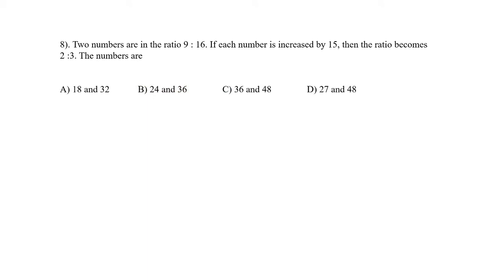Eighth question. Two numbers are in the ratio 9:16. If each number is increased by 15, then the ratio becomes 2:3. Suppose the numbers are 9x and 16x. Increased by 15 means plus 15 here and plus 15 here, and the resulting ratio is 2:3. Then finally find out the numbers.